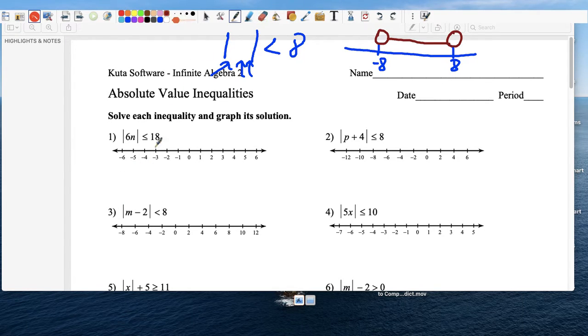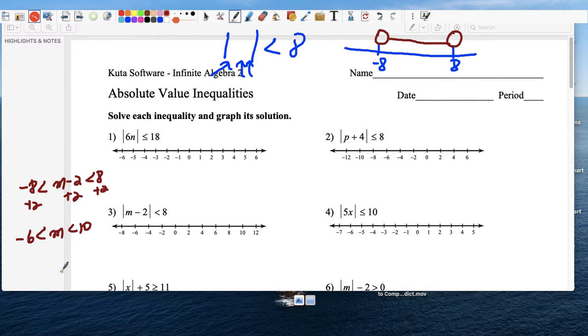Okay, so we want to find values for M. Again, that's going to be a compound inequality, right? So we set negative 8 less than M minus 2 less than 8. That's our setup. So plus 2 on each side, and we get negative 6 less than M less than 10. So we have our answer for number 3.